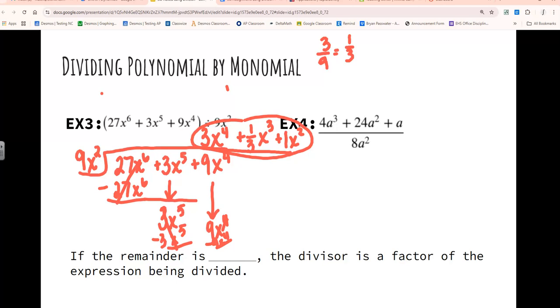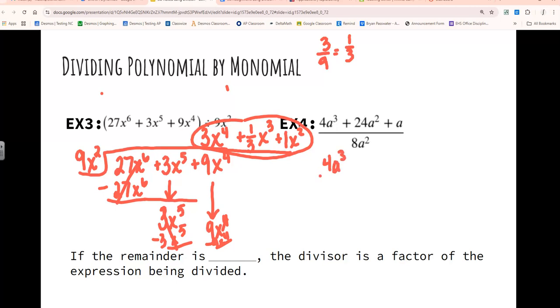Okay, so that's the idea we're working with, but I want to show you a different way on these, because honestly, although we're working on long division of polynomials, it's a little bit easier to do it this other way. What you're really doing there is you're dividing each term by 9x squared. So on this next one, if I'm just dividing each term by 8a squared, that would look like this.